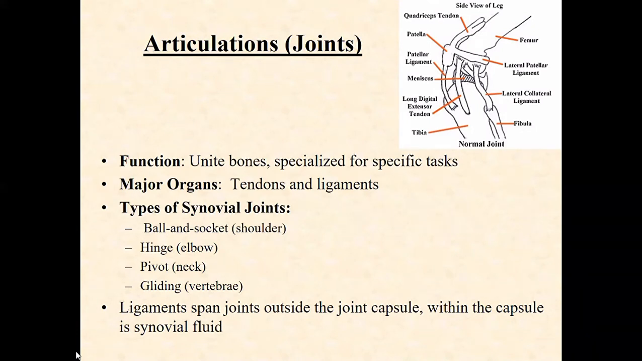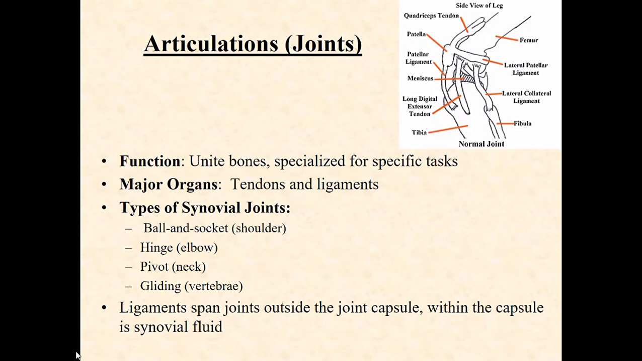Articulations are your joints. They unite bones, specialized for a specific task. So those include your tendons and your ligaments. So here's a side view of a normal joint. You see a lot of athletes that have knee injuries, or they've torn, say, their meniscus or their patella. And so this is the outer structure of the joints within the knee that they may tear.